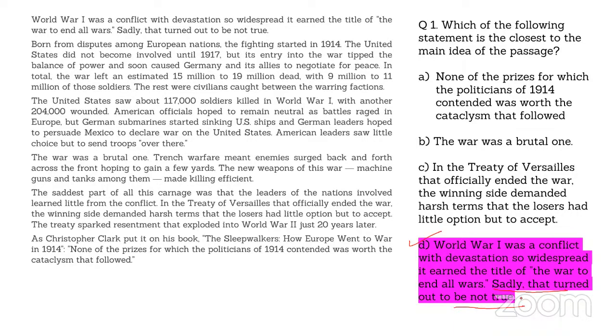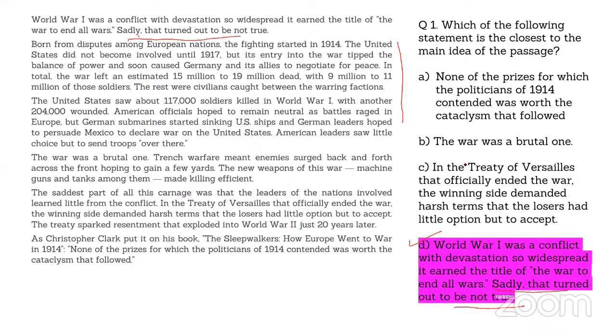So all the elements are there in this particular option. Devastation is here, and he has said that it was not the war that was thought to be the war to end all wars. It was not the case with that. That is also given. The author's final, I mean, the main judgment that it turned out to be not true. Everything is present here. Option D is the right answer.